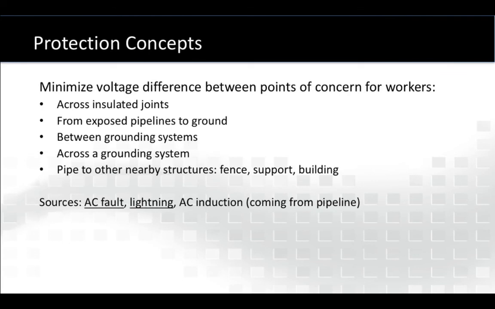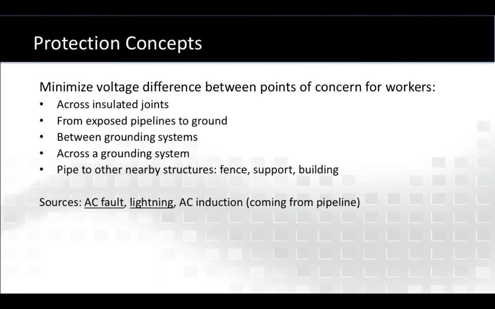The goal with overvoltage protection is to limit the voltage between two points of concern. That could be at many points within a facility or out in a pipeline, such as across an insulated joint, where one side of the insulated joint, that steel, could be at a different potential than the other side. Or from pipelines to grounding systems or pipeline to earth. It could even be between one grounding system in a facility and another grounding system, or between your grounding system and, say, a fence, which is tied to someone else's grounding system.